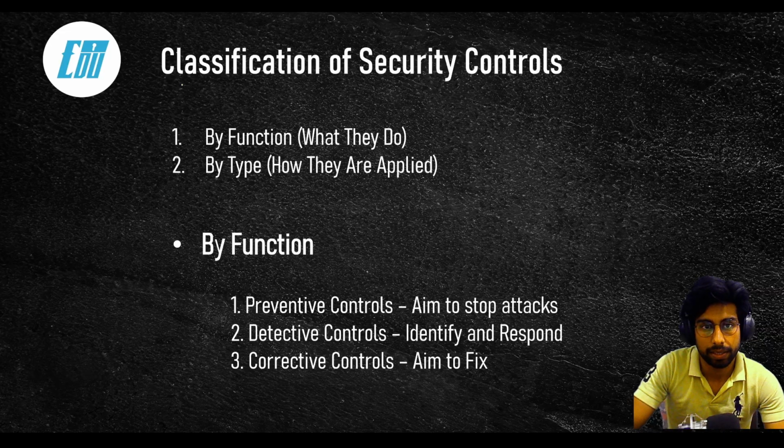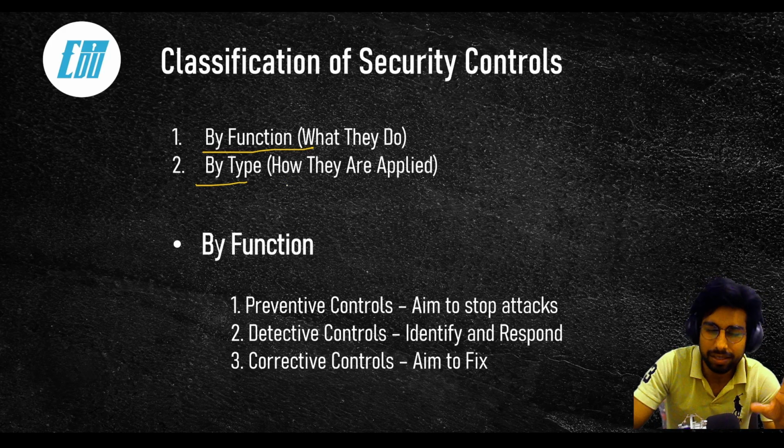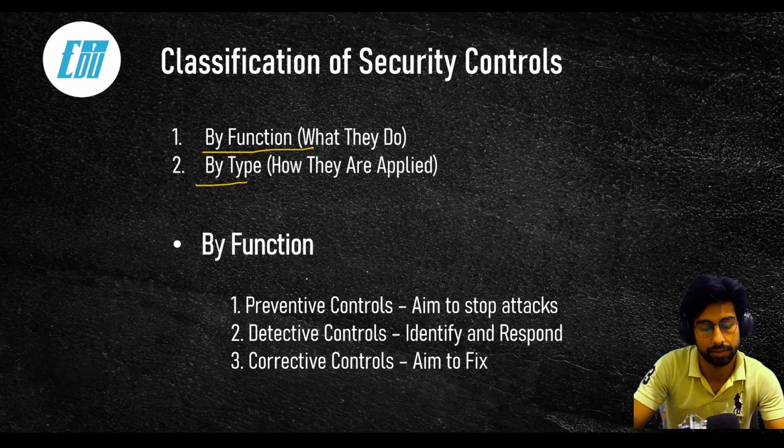It says now classifications of security controls. So there are two ways: by function and by type. By function we mean what they do. In simple terms, what are their aims, what is their purpose, and how they do it. It's a little bit complicated, but not that complicated. It's just what they are doing and how they are doing that. That's it. You just need to understand that.